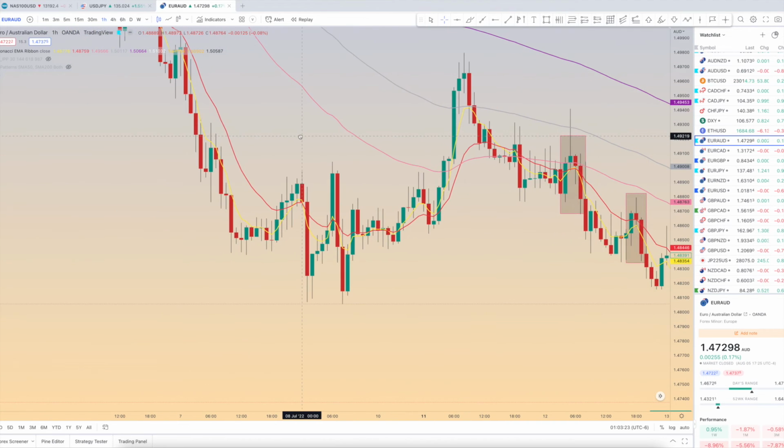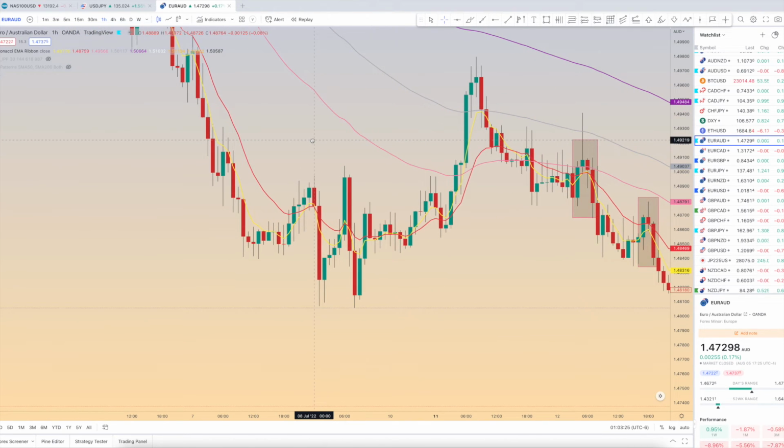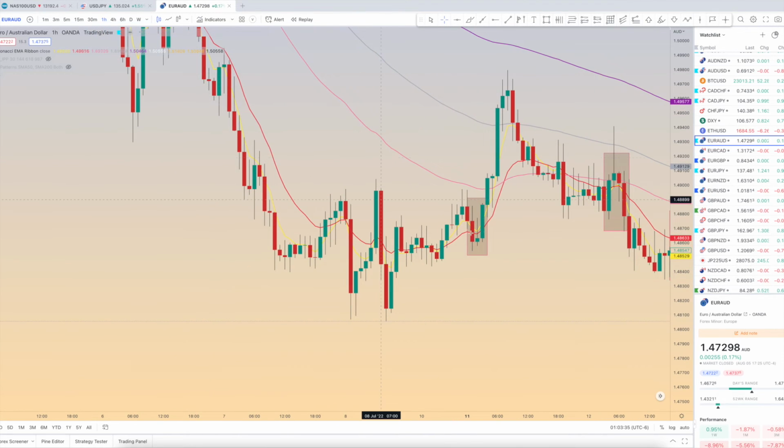Okay, let's see if we can find a couple more. Oh, yeah, see, here you go. Here's another. Right, there you go. And that's even better too because the EMA actually hasn't shifted down. So as soon as that one closes, it's a very strong possibility that it's going to continue upwards, which it did.